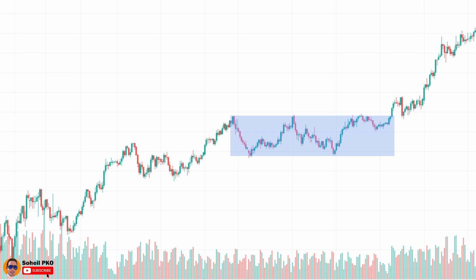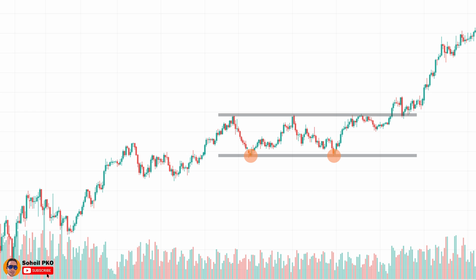In the core of this pattern, which is a rectangle, we have two parallel lines that make the top and bottom of our rectangle. For drawing any line, we need at least 2 points. So to draw the bottom line, we need at least 2 swing lows approximately at the same level. And for drawing the top line, we need at least 2 swing highs approximately at the same level.